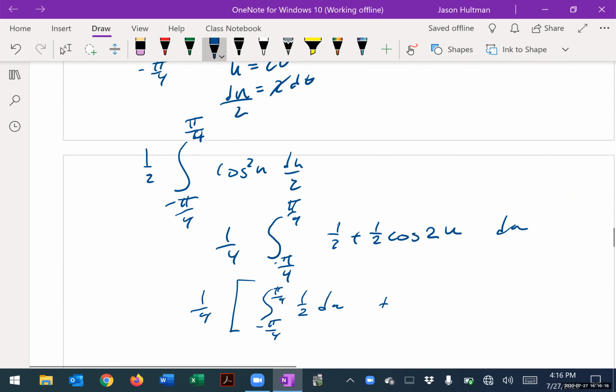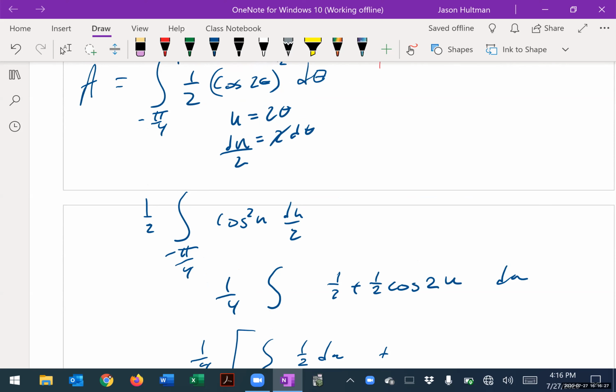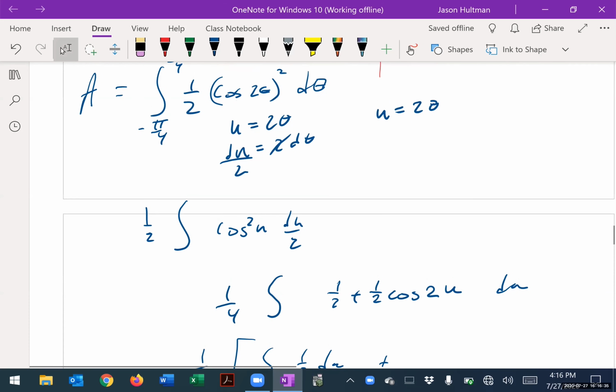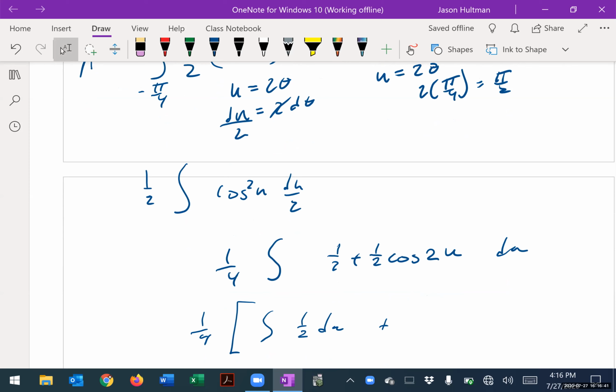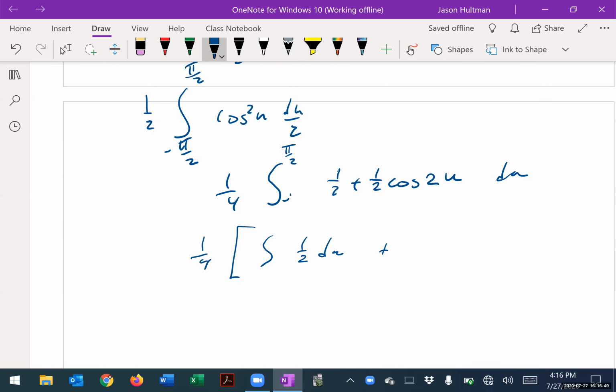although, nope, I'm wrong. I didn't change my limits of integration, sorry. My limits of integration are with regard to theta, and u is equal to 2 times theta. So if I did pi over 4, this is 2 times pi over 4, which is pi over 2. So this is going to be from negative pi over 2 to pi over 2 now.